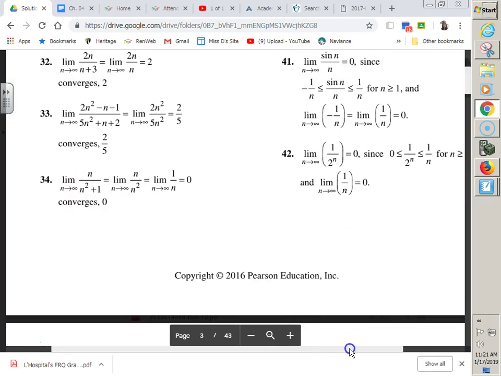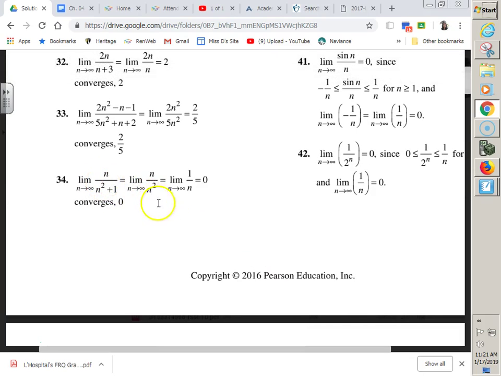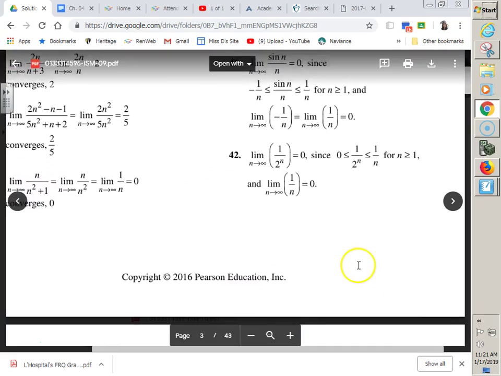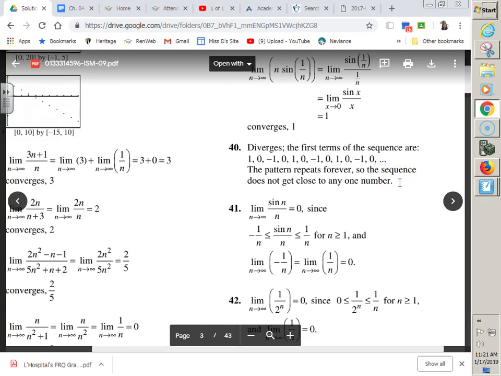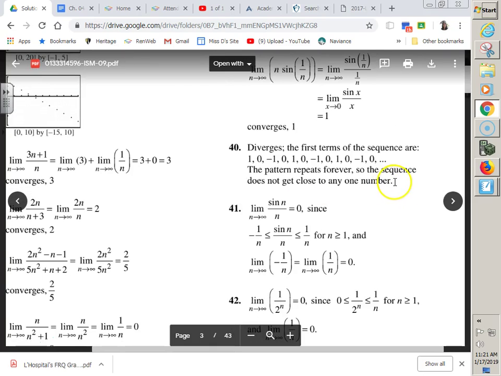Technically, they're looking at the right end behavior model, which is the same thing as the highest degrees of both. Sorry, 40 even? Diverges. Why? Because it can't make up its mind. It's not getting closer to any single one. Oh wait, 39 is the answer to 1? Yeah, I think it's because it oscillates.